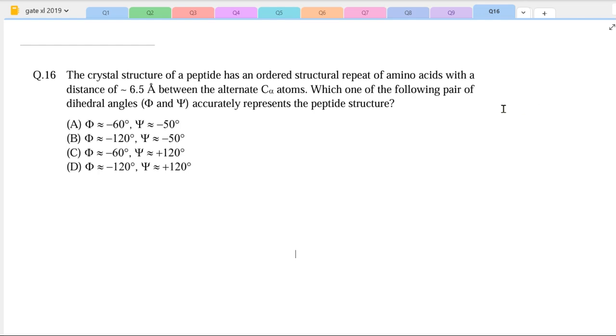The crystal structure of a peptide has an ordered structural repeat of amino acids with a distance of approximately 6.5 angstrom between the alternate C-alpha atoms. Which one of the following pair of dihedral angles accurately represents the peptide structure? If you are a really good structural biologist and you can remember the basic idea of the Ramachandran plot... This question is based on the Ramachandran plot, and one clue they've given is the distance of roughly 6.5 angstrom between the alternate C-alpha atoms. So this likely indicates a beta sheet.